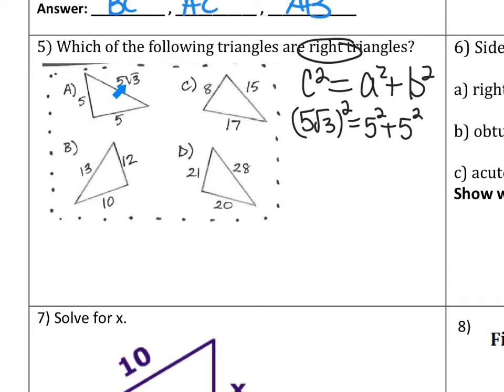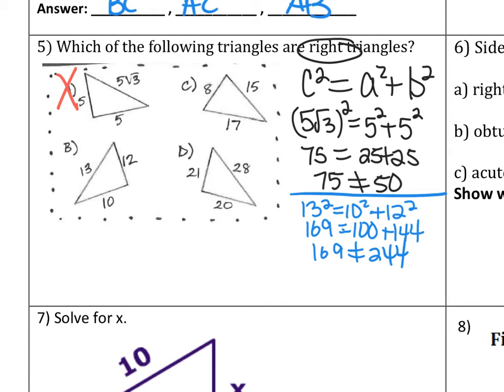So 5 times the square root of 3 squared is equal to 5 squared plus 5 squared. Let's see what we get. So here we go. We get 75 is equal to 25 plus 25, which is not a true statement. So that means that A is not a right triangle. We'll scratch that out and let's try B.